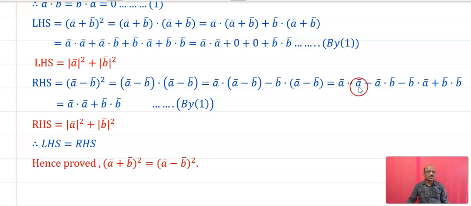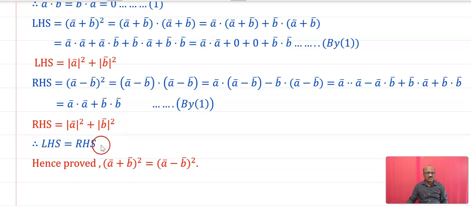The first is a bar dot a bar, that will become mod of a bar square. And what about minus a bar dot b bar minus b bar dot a bar? Here the sign is plus: minus a bar dot b bar plus b bar dot a bar. The dot product is commutative, therefore that will become 0. And lastly we will get b bar dot b bar, that is mod of b bar square. And therefore this is the RHS. What is the RHS? Mod of a bar square plus mod of b bar square.